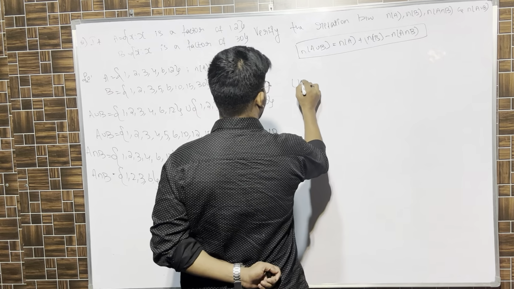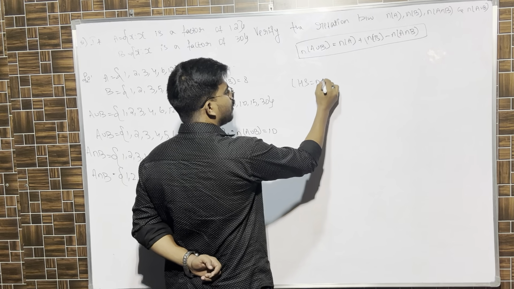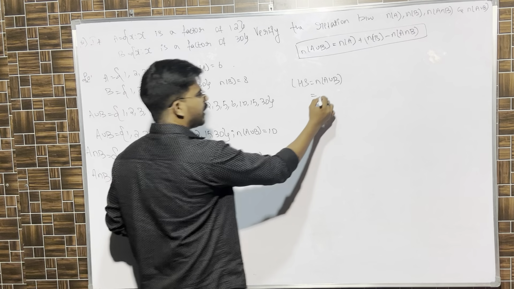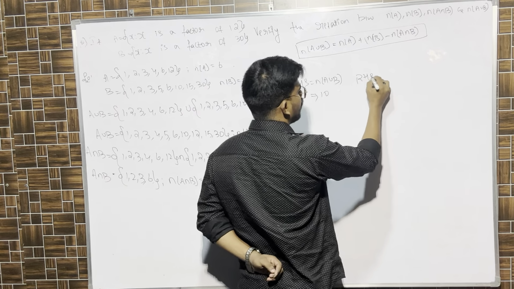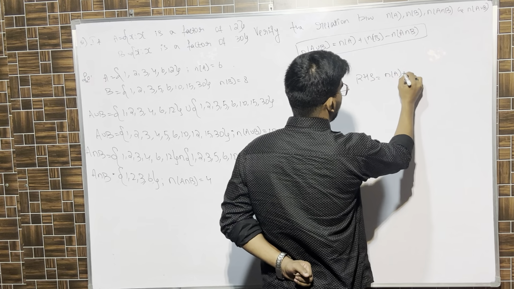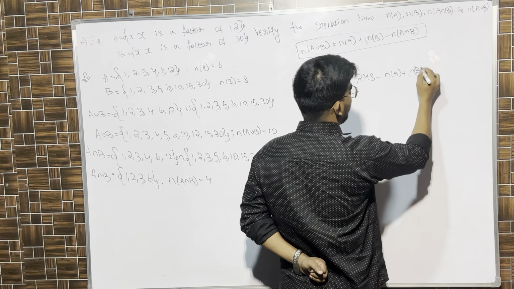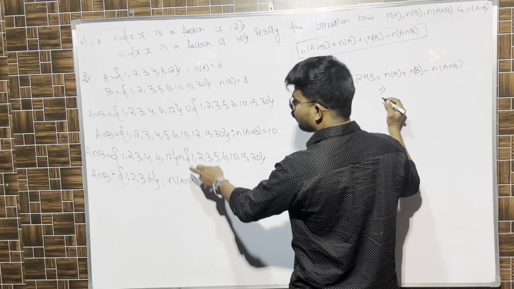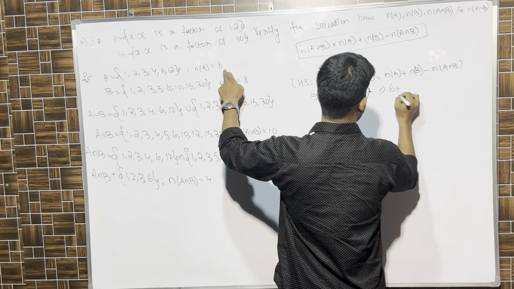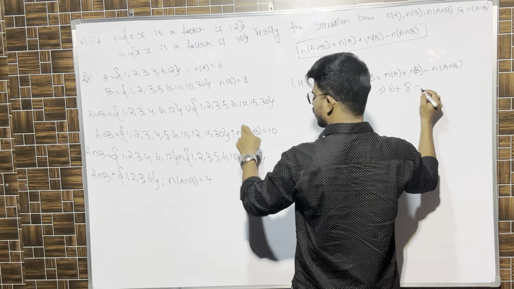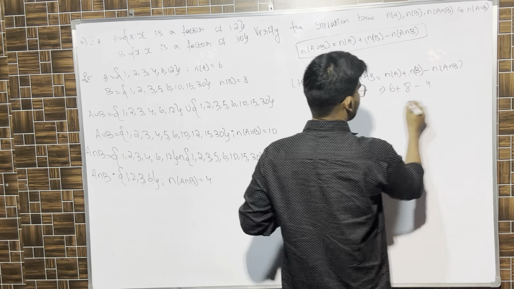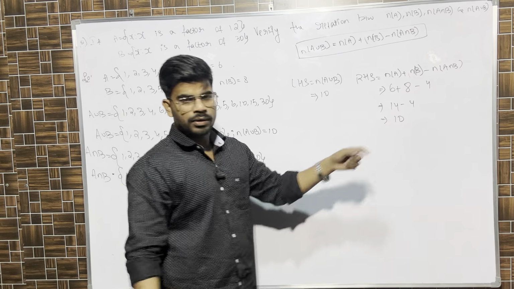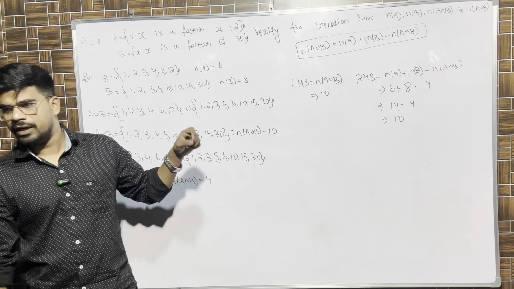First of all, let us take the LHS part. In the LHS, n of A union B is 10. Now the RHS: n of A plus n of B minus n of A intersection B. n of A is 6, plus n of B 8, minus n of A intersection B 4. 6 plus 8 is 14, 14 minus 4 is 10.